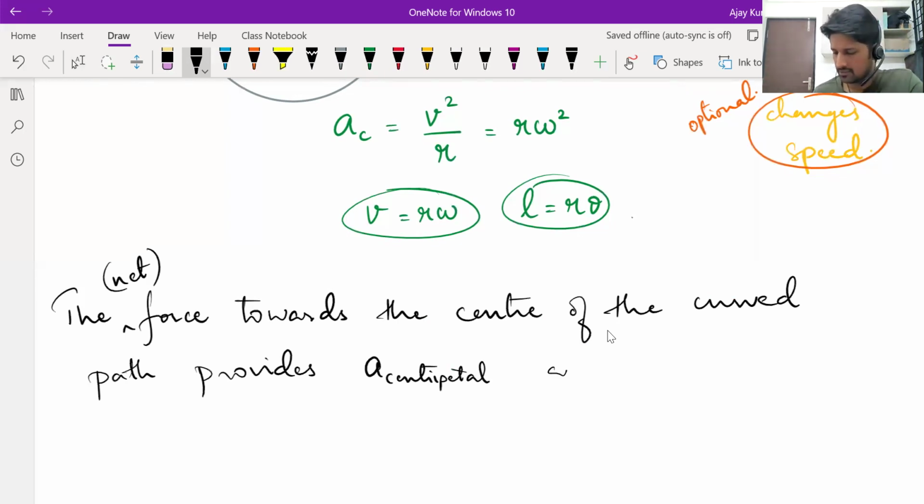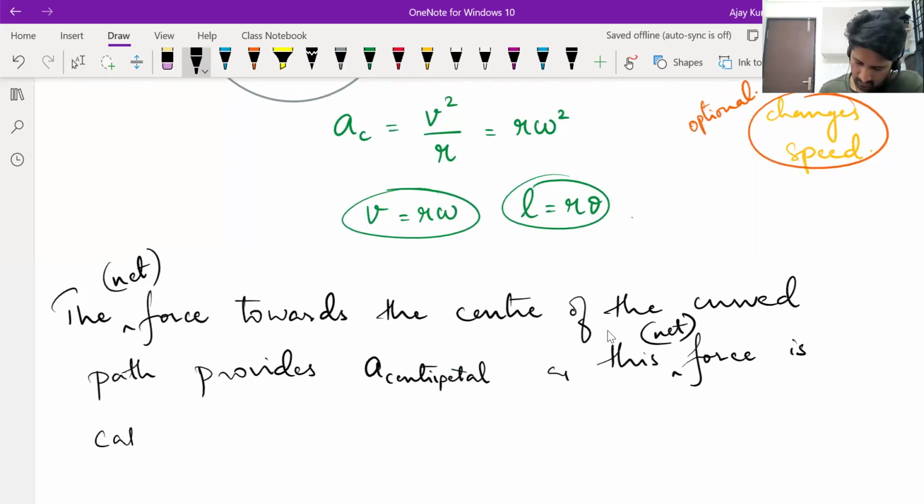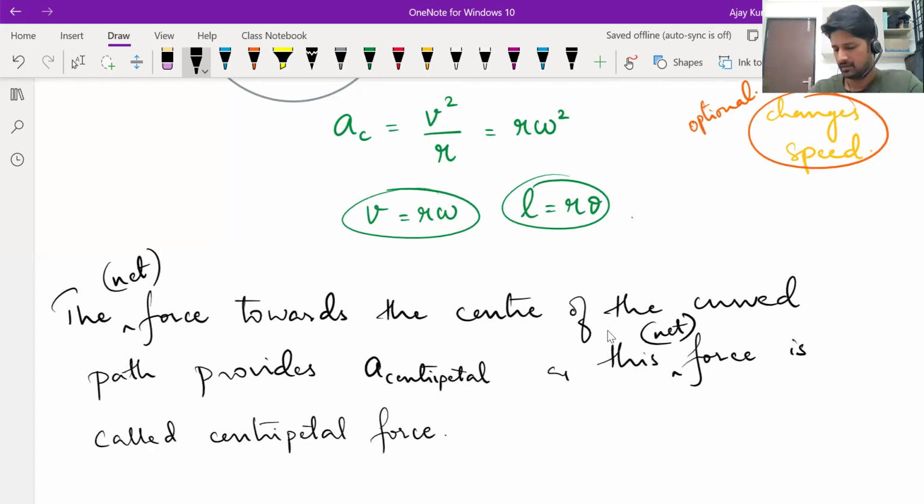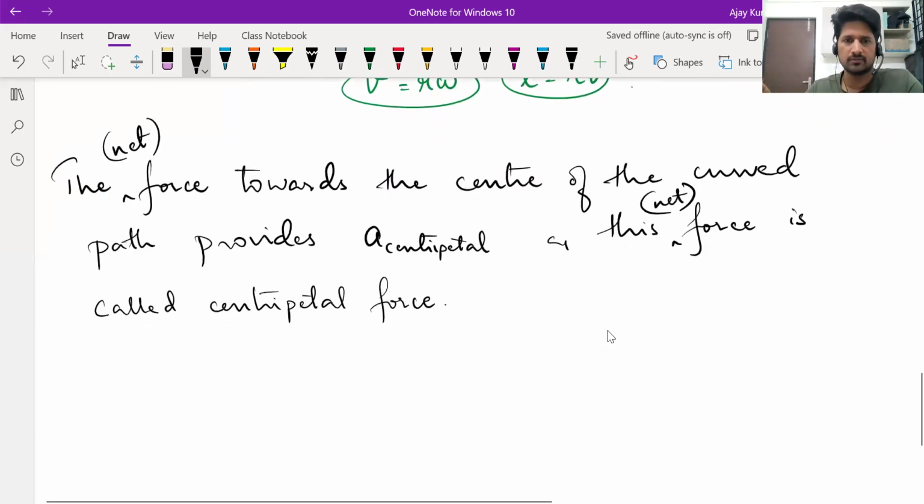And this net force is simply called centripetal force. Whatever is the force providing the centripetal acceleration, you call that centripetal force. Simple.